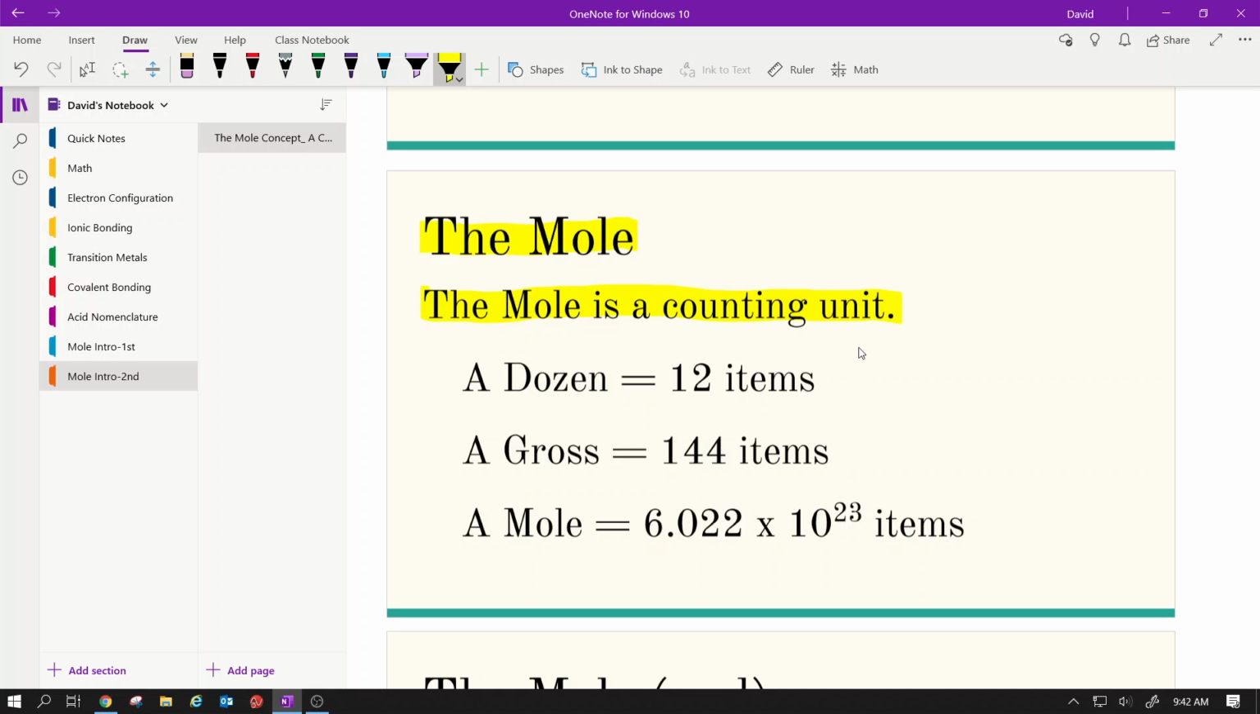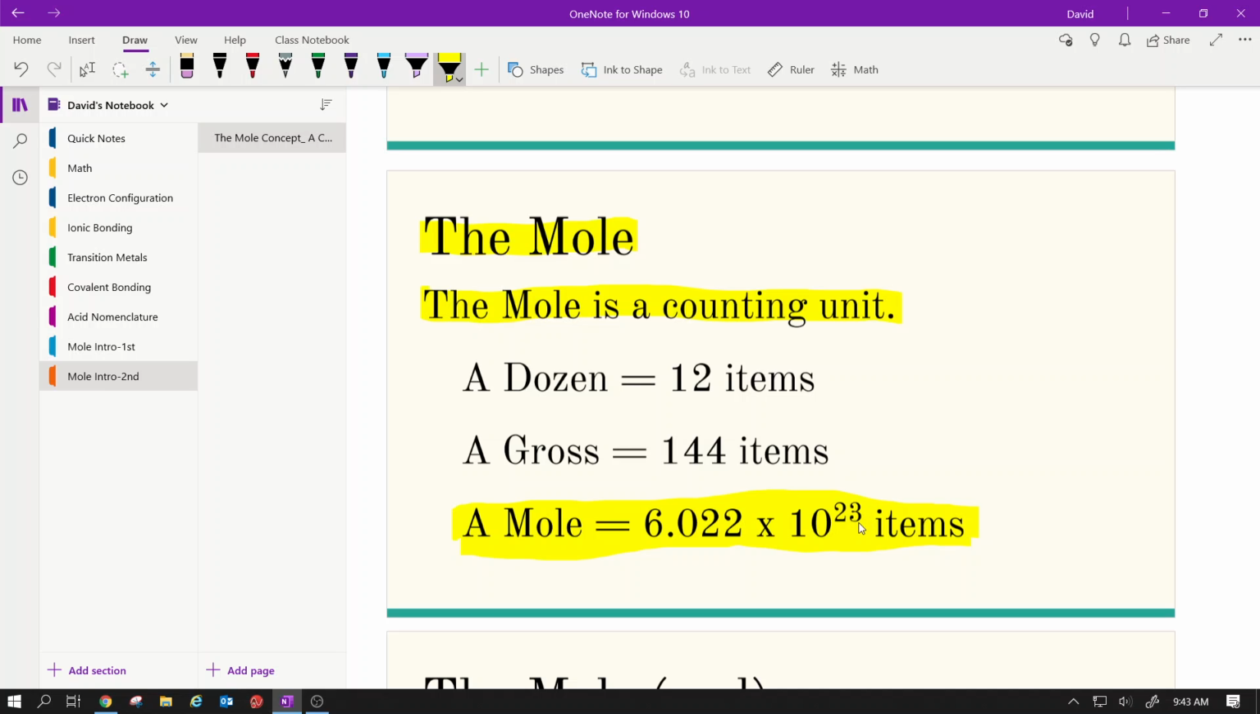You guys have heard of a dozen. How many's in a dozen? Have you heard of a gross? A gross is a dozen dozen, so that's 12 times 12, which is 144. What about a mole? That is not the cute, cuddly little garden animal. They're kind of ugly anyway. This is a counting unit called a mole. It is equal to 6.02 times 10 to the 23rd items. Just like a dozen is 12 items, this is 6.02 times 10 to the 23rd items. That is a 6 followed by 23 zeros. That's a lot.